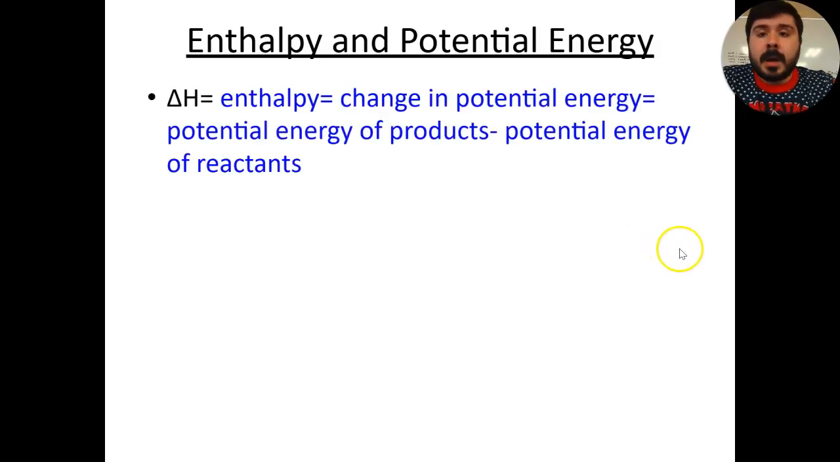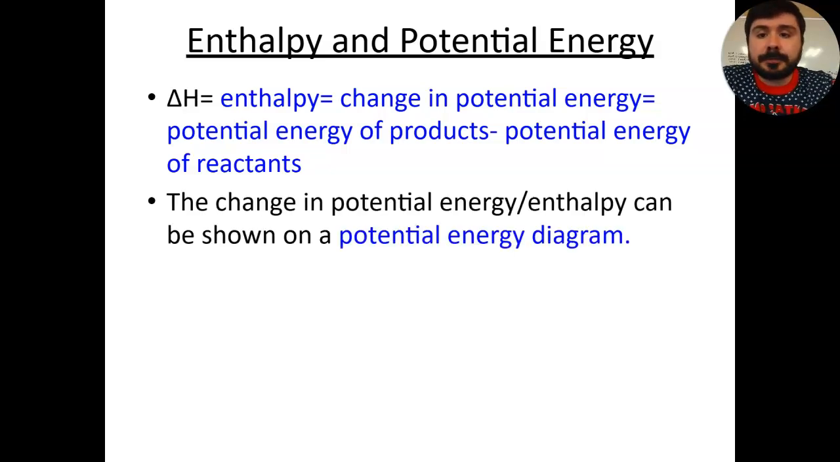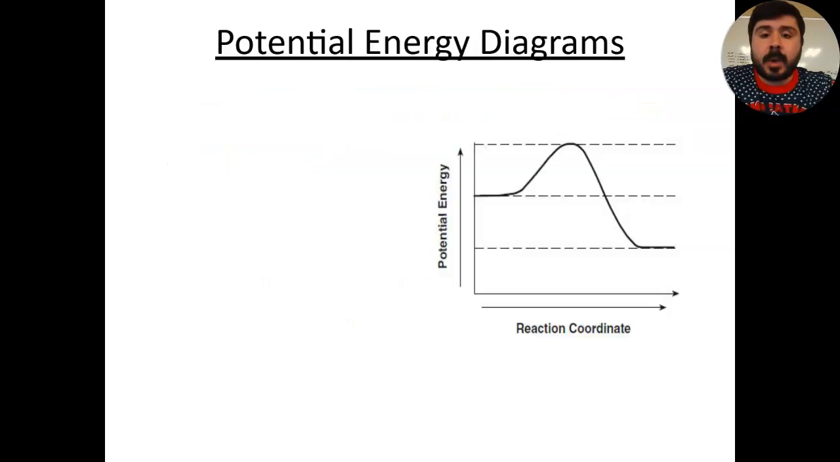Okay. Now, when it comes to enthalpy and potential energy, it's going to be a little bit of a different conversation. We're going to be using this idea to show and add to what's known as a potential energy diagram. I know last chapter we dealt with a couple of different diagrams, but this chapter is going to be no different in terms of looking at a diagram and also being able to label one as well.